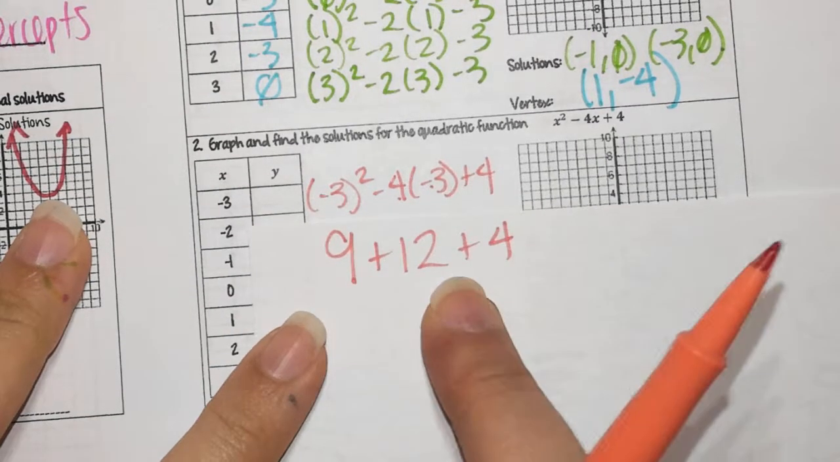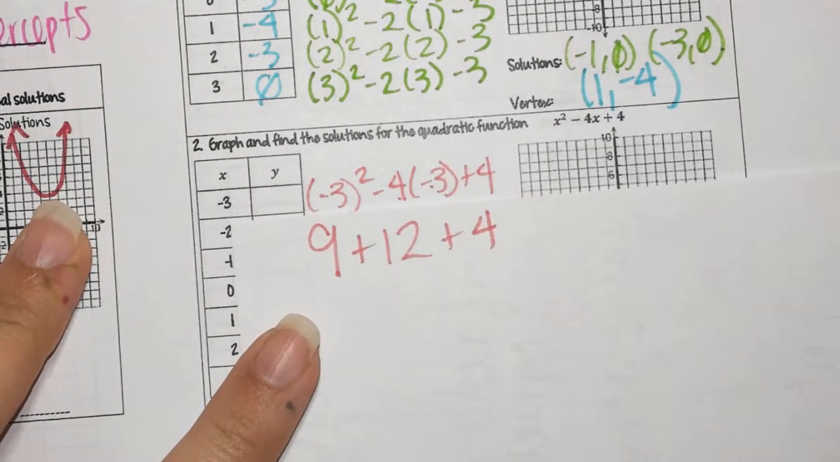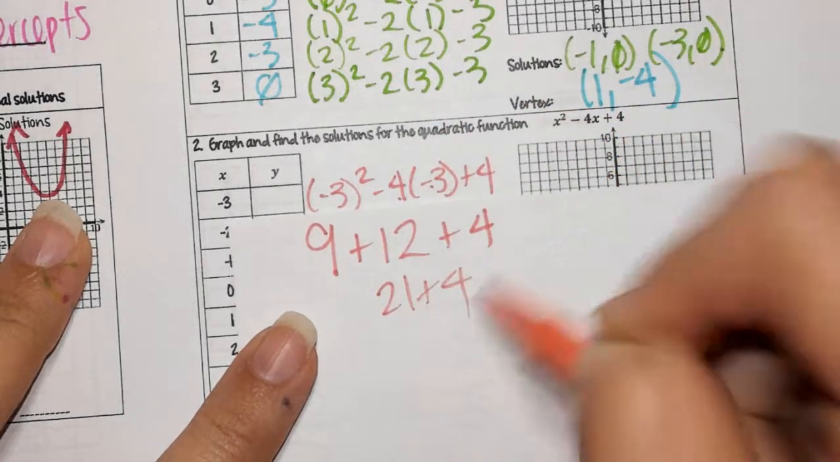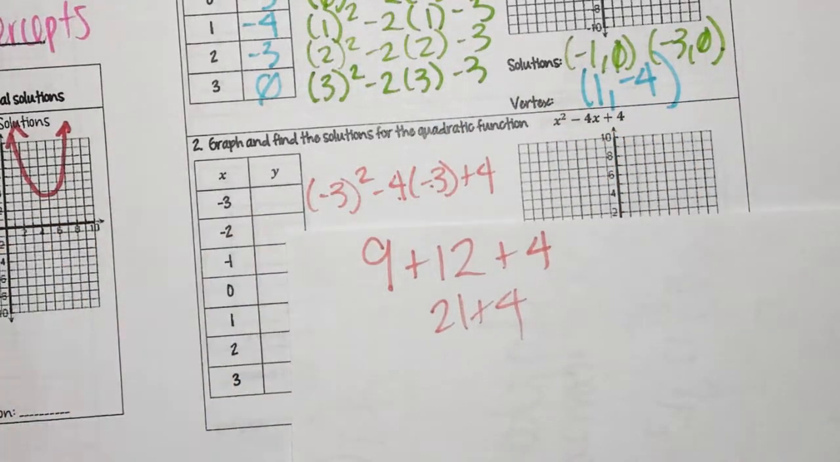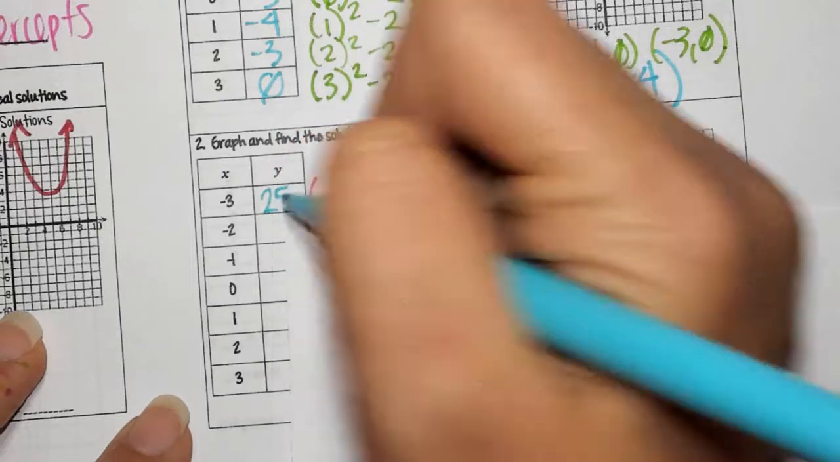Okay. Alright, so what's 9 plus 12? 21. And what's 21 plus 4? 25. So what goes in our box? 25. 3, 4, 5.